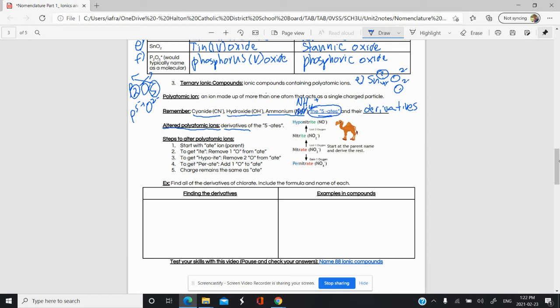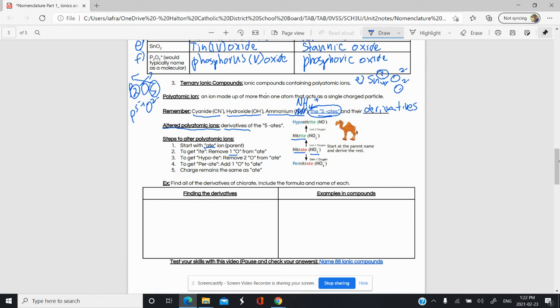So if you want to figure out your polyatomic ions that are altered, what you do is you start with the parent polyatomic ion, which is the ate polyatomic ion. If you want to get the ite version of it, you remove 1 O from the ate. So for example, nitrate is NO3 minus. To get nitrite, you just remove an O and it's NO2 minus. The charge stays the same.